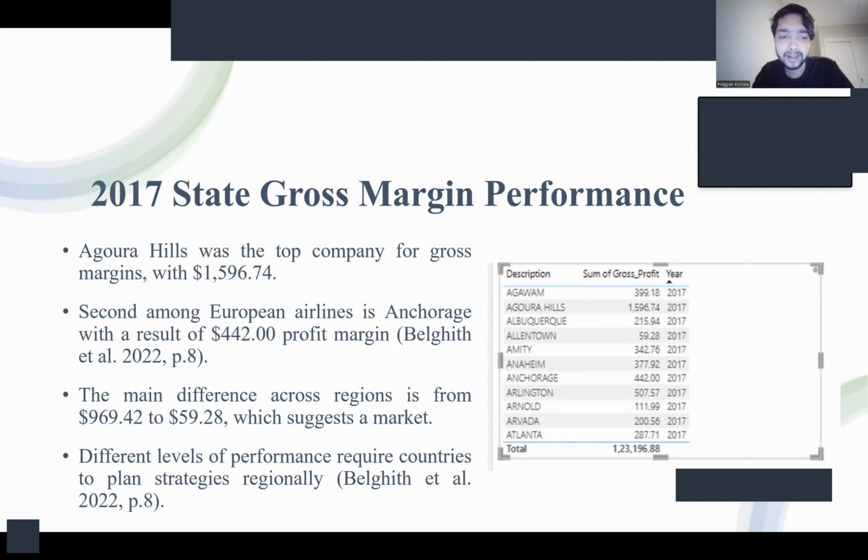suggests a significant difference. This wide gap suggests that each region performs differently, and companies should develop region-specific strategies. For example, high margin locations can be used to introduce premium products, while low performing areas may need low cost measures. Power BI visuals made it easy to compare and interpret the performance across the states.